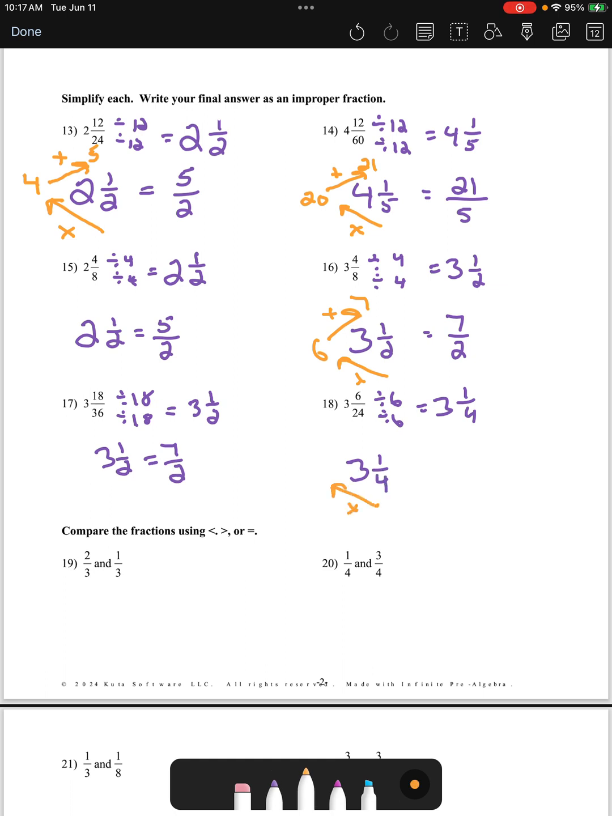Finally, 6 and 24 can both divide by 6, getting us 3 and 1/4. When we go to convert this to an improper fraction, when we multiply 4 times 3, we get 12. When we then add 12 and 1, we get 13. So our final answer today is 13/4.